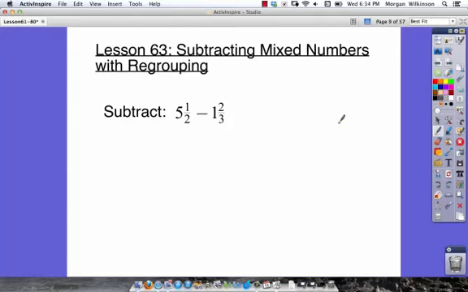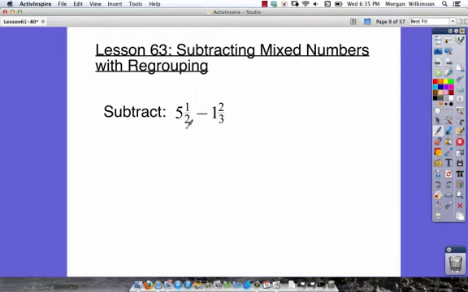Lesson 63 is about subtracting mixed numbers with regrouping. The first problem we have is to subtract 5 1/2 minus 1 2/3. Now we know when we subtract fractions that we have to have the same denominator. So in order to do that, we have to find the least common multiple of 2 and 3. Do you know what the least common multiple of 2 and 3 would be?